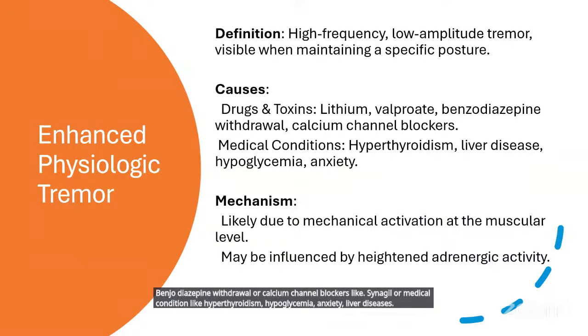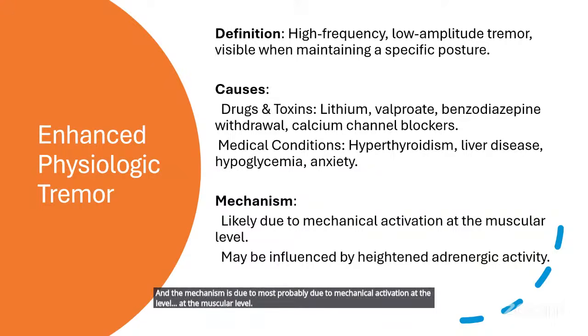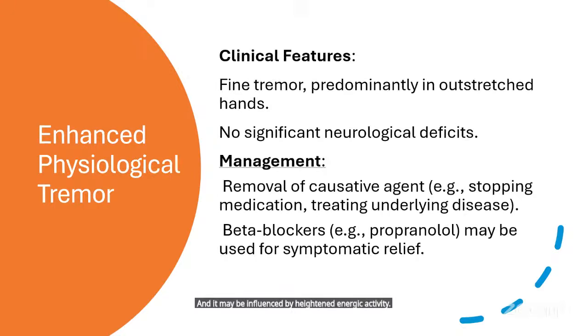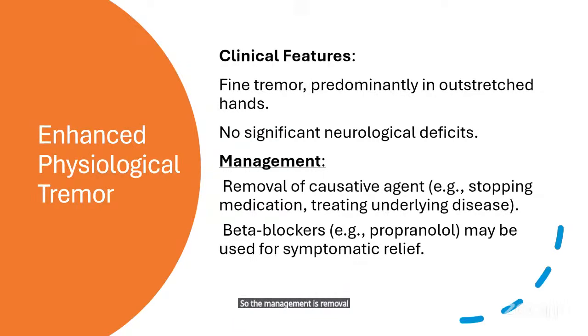The mechanism is most probably due to mechanical activation at the muscular level, and it may be influenced by heightened adrenergic activity. So these are enhanced physiological tremors. Next. They are fine tremors, predominantly seen in outstretched hands, and there is no significant neurological deficit associated. The management is removal of the causative agent, and we can also give beta blockers for symptomatic relief.